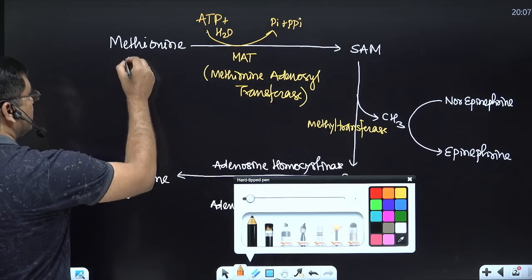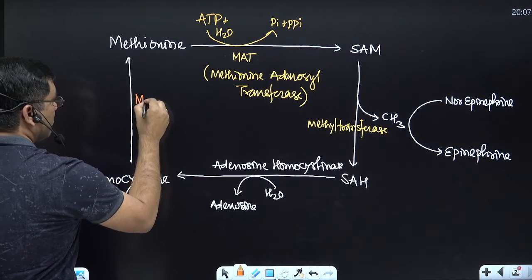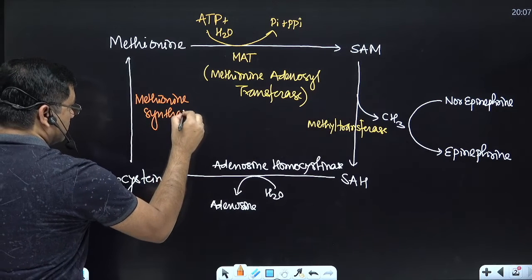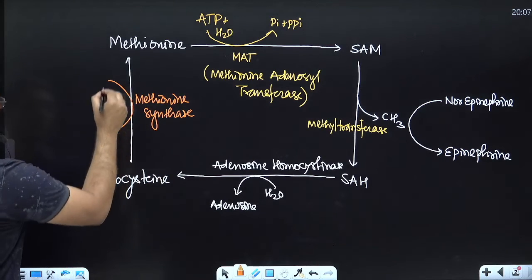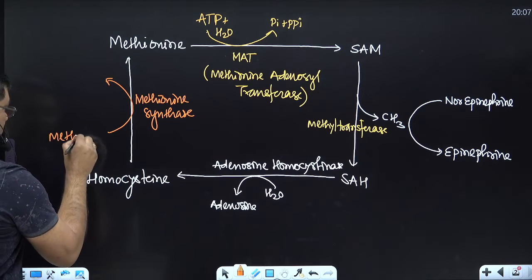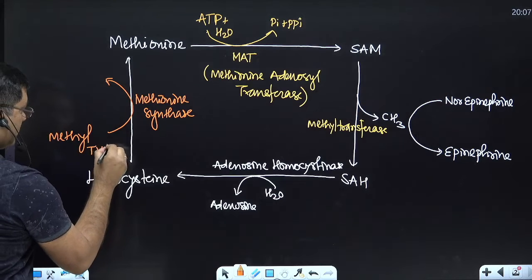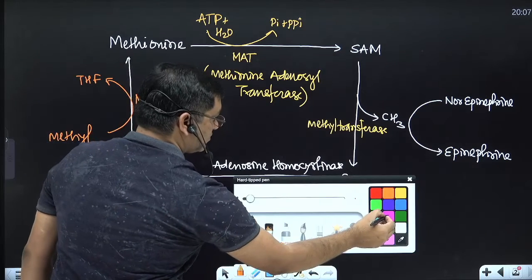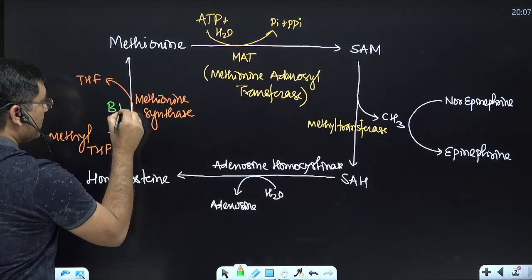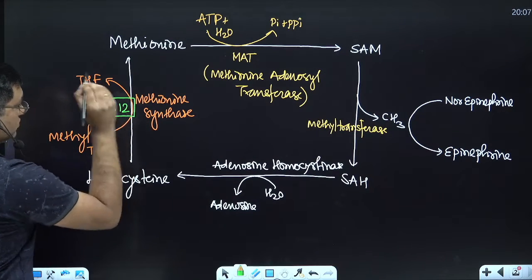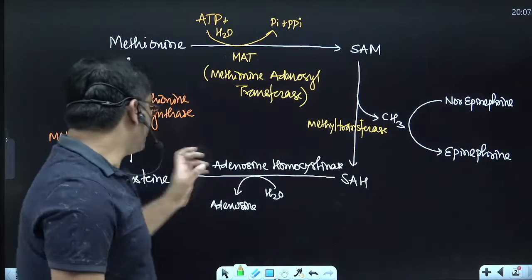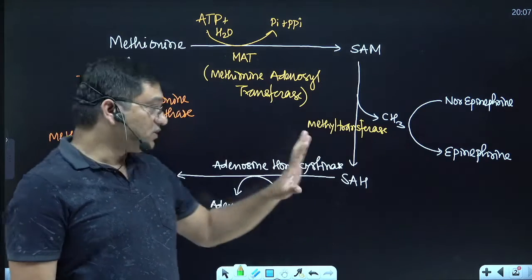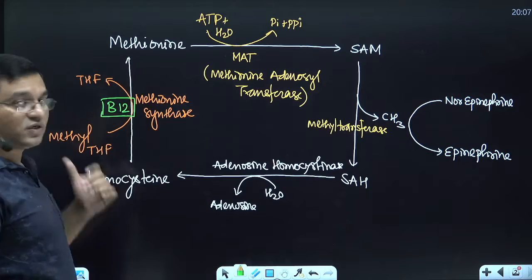The reaction is catalyzed by methionine synthase. In this reaction, methyl tetrahydrofolate is converted into tetrahydrofolate. B12, methylcobalamin, is required for this reaction. So it is a B12 and folic acid dependent reaction in which methyl tetrahydrofolate is converted into tetrahydrofolate with the help of methionine synthase, and homocysteine is converted into methionine.